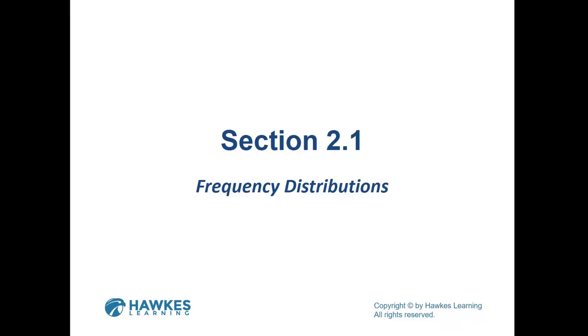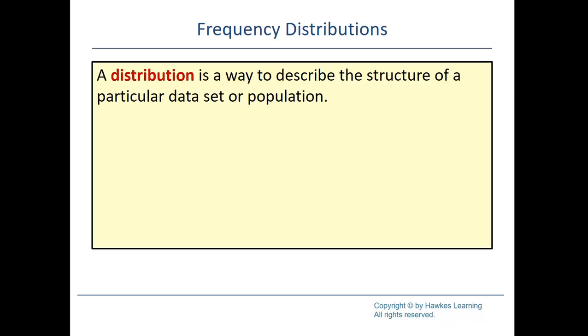Okay, students, let's talk about section 2.1. So in section 2.1, we're looking specifically at frequency distributions. A distribution, guys, that's just a fancy way of saying a way to look at how something is being described, in a certain structure, for a particular data set or even a population. It's just kind of that distribution. How is it laid out?